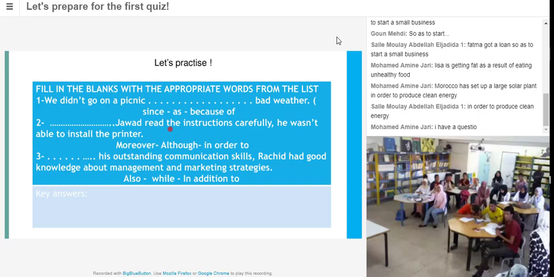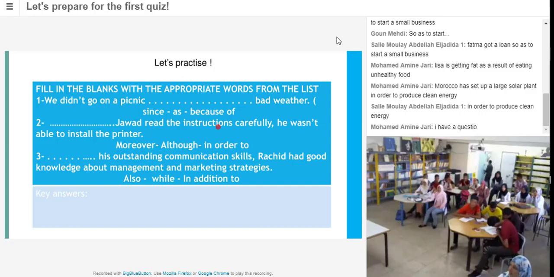Thank you. Okay, let's move to question number 2. Jawad read the instructions carefully. It means when you buy a new thing, like here you have a printer to print the documents. You have a book which shows you how to use it, how to install it, etc. So Jawad read these instructions, but the problem was that he wasn't able to install the printer.